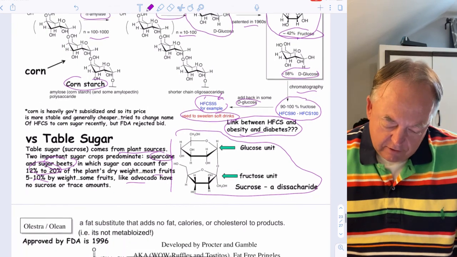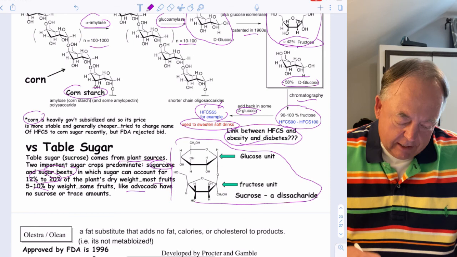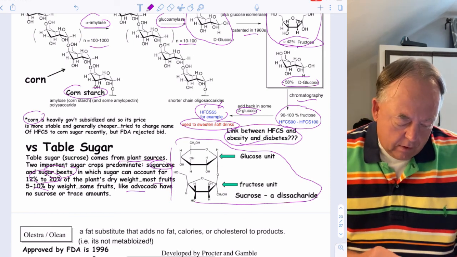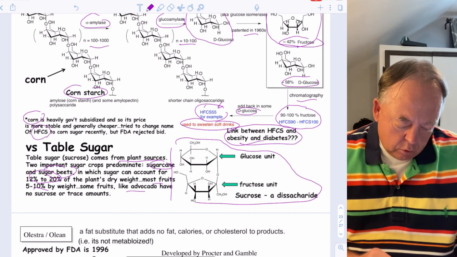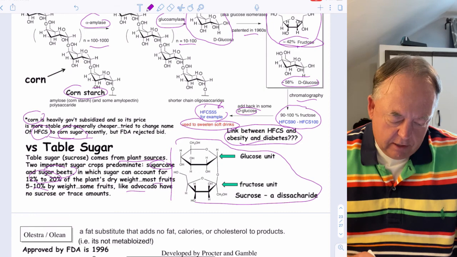All right, so there was an effort at one point, right, so the corn industry is highly subsidized by government. So there was an effort at one point to change the name of high fructose corn syrup to corn sugar, because I guess it sounded better, but the FDA rejected that.